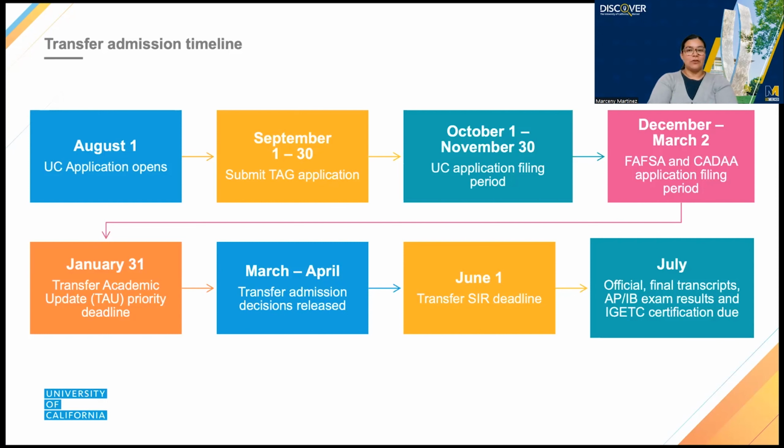And for the month of July, campuses use self-reported information to admit students. So UC does not require nor want students to submit any transcripts when they apply for admission. Instead, UC will ask for official transcripts only for admitted students who have submitted their SIR by June 1st. Official transcripts for all institutions attended are due July 1st, with the AP or IB exam results and any other certifications, such as the IGETC, due by July 15th.